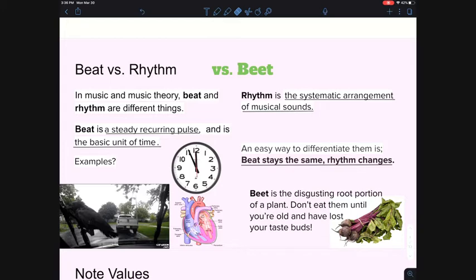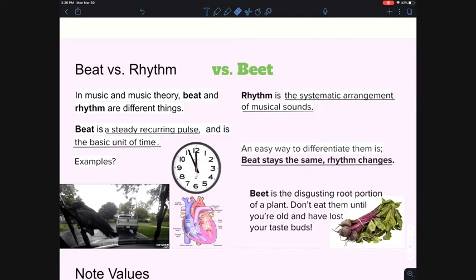Beat is a steady, reoccurring pulse and is a basic unit of time. So examples of this would be like in a clock. The seconds are always a consistent beat. Your heart has a pulse, and usually it is consistent. And music has a consistent beat, which in some songs they have a lot of rhythmic variance, but you'll still tap your foot to a beat, which is consistent, or sway your body or nod your head to that consistent beat. That is all beat.